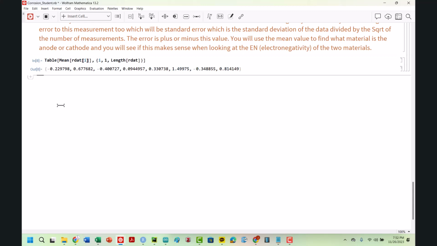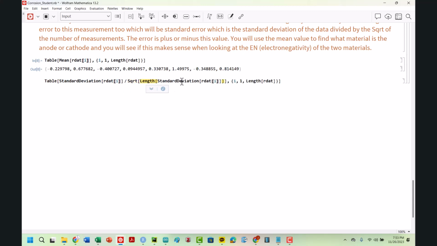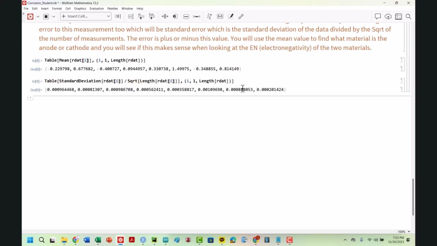So you can also do, to get an idea of the error, standard deviation. Standard error is basically just the standard deviation of the data set divided by the square root of the length of the data set. So not the standard deviation, just the length. So this would be essentially the error in each of the measurements for standard error. There we go. We've got it.